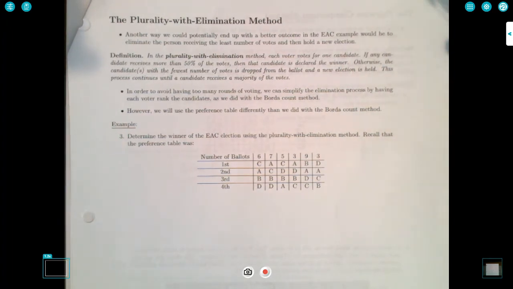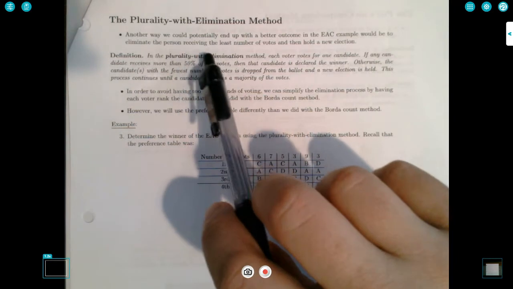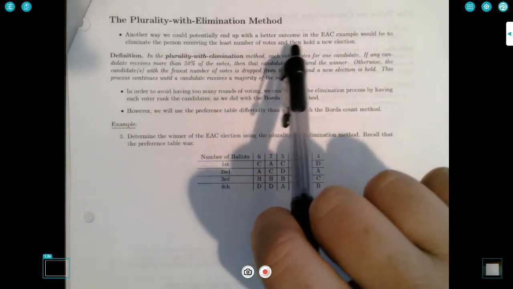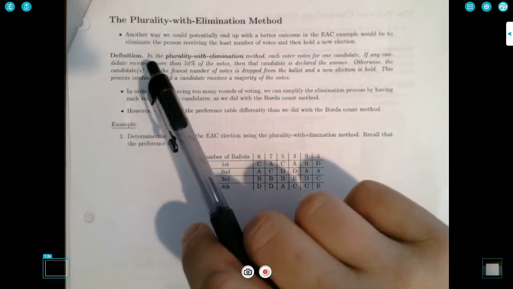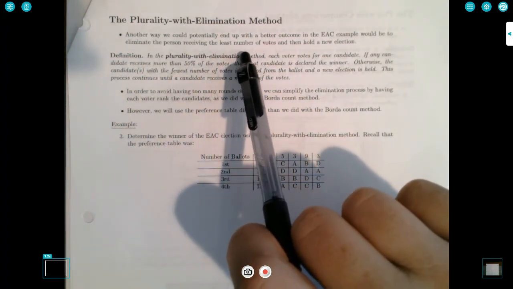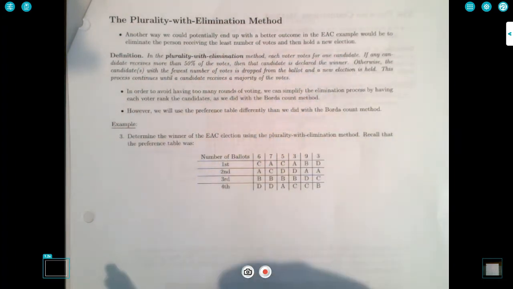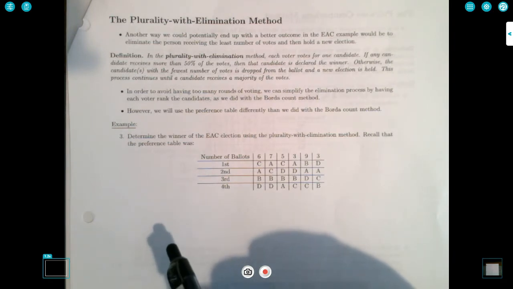Plurality with elimination works a little differently. Another way that we could potentially end up with a better outcome in the Environmental Action Committee example would be to eliminate the person receiving the least number of votes and then hold a new election. And that's the plurality with elimination method.